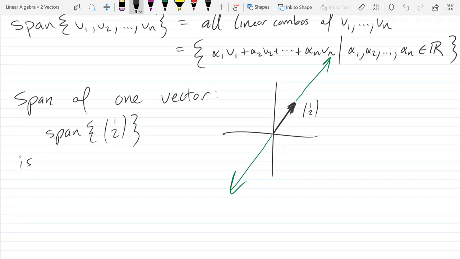So span of one vector is a line through the origin. We've seen a line through the origin come up before. Where did that come up in this class? It was a solution, the null space, when there was one free variable. So generally you can have a line, but it only goes through the origin if it's a solution to a homogeneous linear system. If it's not homogeneous, you could have a line, but it won't go through the origin. Homogeneous means it's going to go through the origin. So this is going to be related to the null space of a certain matrix.